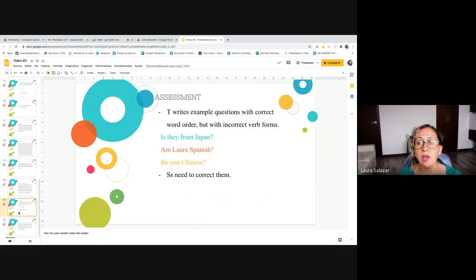For the assessment, the teacher writes example questions with correct word order but with incorrect verb forms. Is they from Japan? I'm Laura Spanish. Be you Chinese? Students need to correct these. This way, the teacher will check if the students understood this lesson or not, because she's going to ask each one of the students to put different sentences in order. These are just examples of sentences she's going to put on the board.